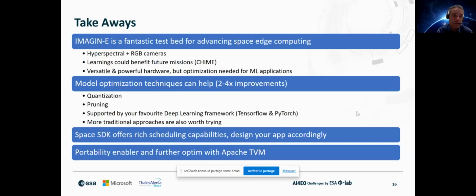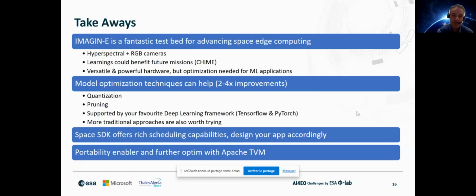The hardware is quite powerful and versatile, and it is a very flexible processor, but probably not the best processor in the world for deep learning application on inference, but still good enough if we use proper optimization techniques that we have described: quantization, pruning. We can do that with usual deep learning frameworks, and maybe it could be good also to consider more traditional approaches if they work well enough and with very small hardware footprints. That's always good to take.